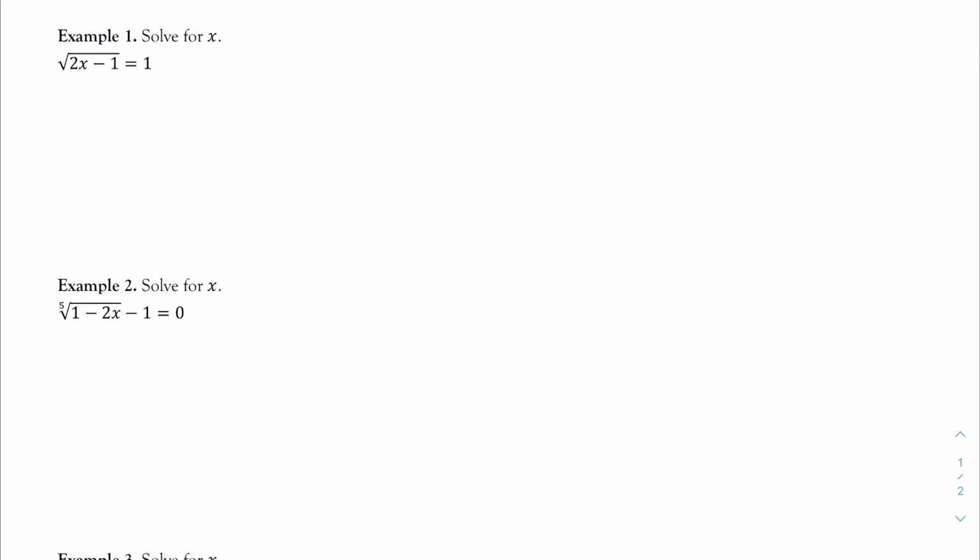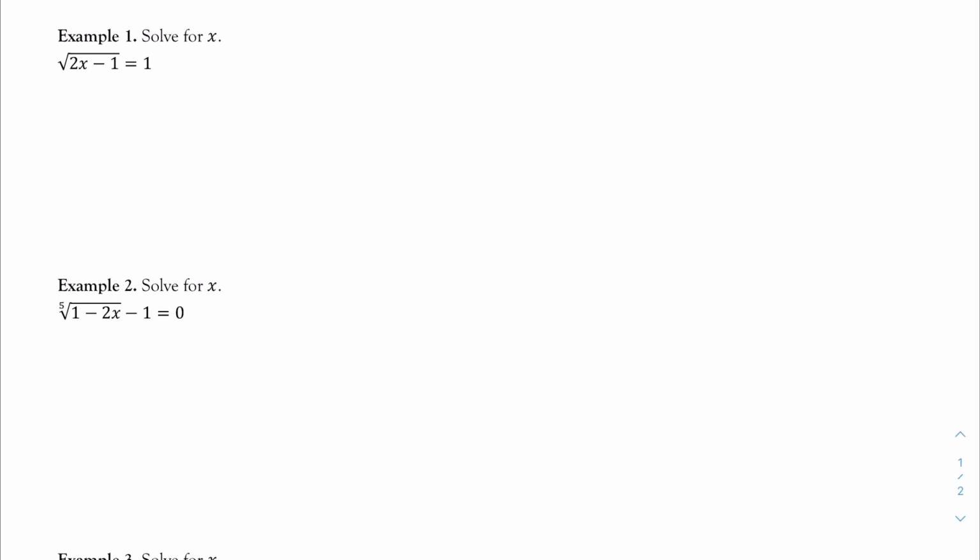Here I have the square root of 2x minus 1 is equal to 1. If I follow my steps for solving a radical equation, first off, my radical must be isolated. Well, if I look at this equation, I definitely have an isolated radical. I have the square root of whatever is inside, all by itself on the left, and then everything else that's not a square root is on the right. So, I'm done with step 1.